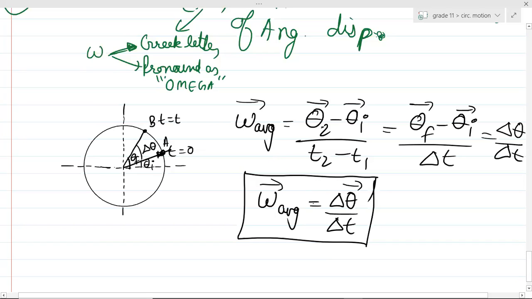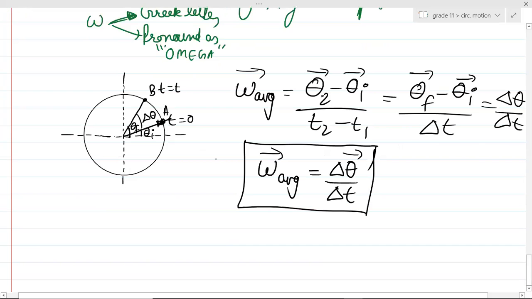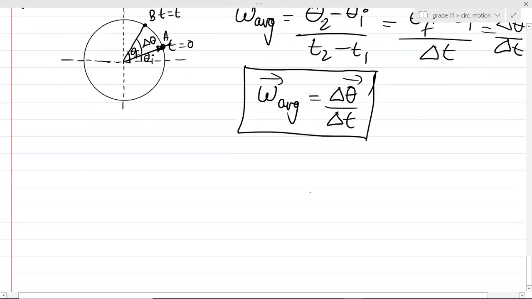So omega average, is this clear, guys, everyone? This is the average angular velocity. Hello? Yes sir. This is average angular velocity. Can you define instantaneous angular velocity as well? Can anyone tell me what is instantaneous angular velocity?